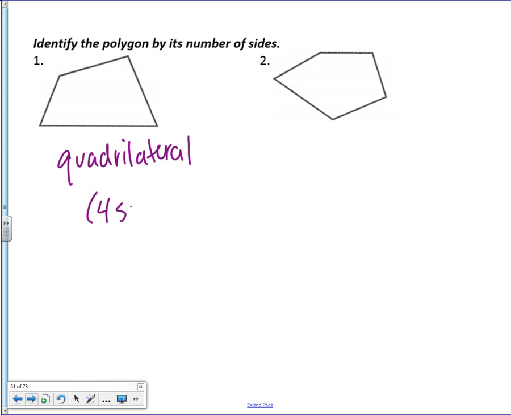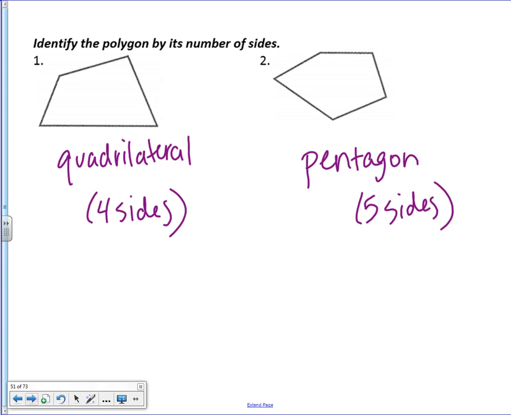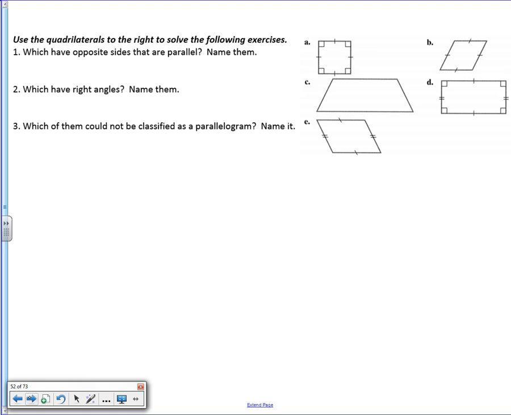There are 4 sides here, so it's a quadrilateral. This one has 5 sides, so it's a pentagon. Okay, let's come down here to the bottom.